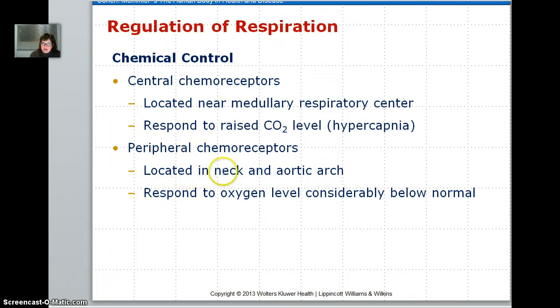These are in your neck and aortic arch. The main blood vessels that are leading to your brain will respond to low levels of oxygen, and you don't want low levels of oxygen. And it's kind of a good thing that these are in your neck and aortic arch, because the aortic arch is where the blood with the highest concentration of oxygen should be. And your neck, your carotid artery, will lead up to your brain, and you need good oxygen up to your brain to keep you smart.